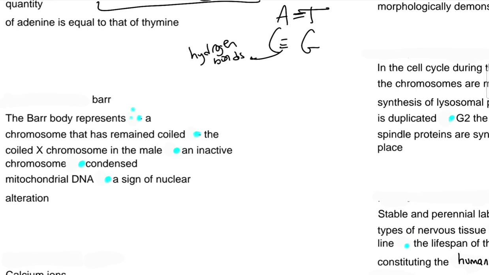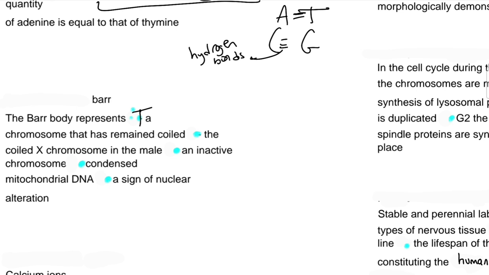The bar body represents a chromosome that has remained coiled, the coiled X chromosome in the male, and an active chromosome, condensed mitochondrial DNA, is sign of nuclear alteration. What is the bar body? So chromosomes remain coiled. This is correct.